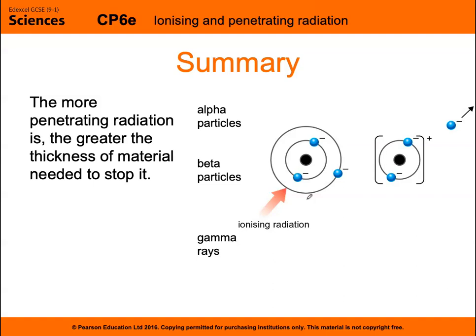And the more penetrating a radiation is like gamma, the more thicker material you need, like lead or concrete, to stop gamma rays.